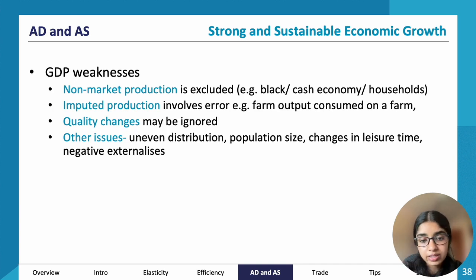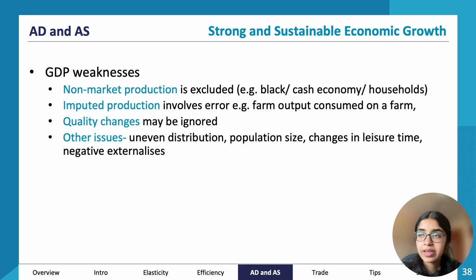There are some weaknesses of using the GDP to measure our level of production. So first of all, it doesn't include non-market production. So this is stuff like black market, cash economy, and households. So for example, black market, obviously people aren't really going to report how much they sell in the black market and what they're selling. So if you are in the black market and you're selling some illegal drugs, you're not going to go and tell the government what you're selling and for how much.